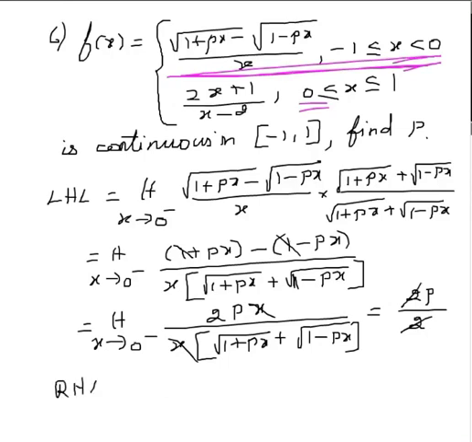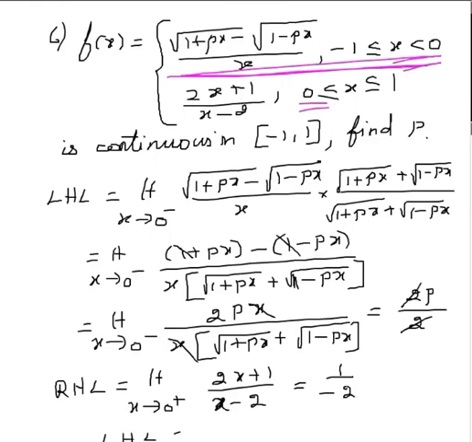Let us find RHL, that is 0 plus. For 0 plus, the definition is so simple, so easy. Look at the denominator. The denominator doesn't become 0 if you substitute x as 0. Therefore, direct substitution. X is 0, approaching from the right side of 0, so 1 by minus 2, which is minus half.